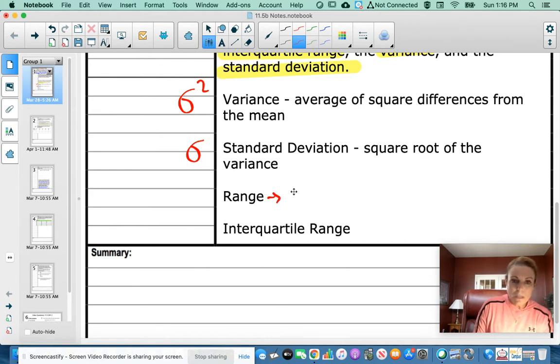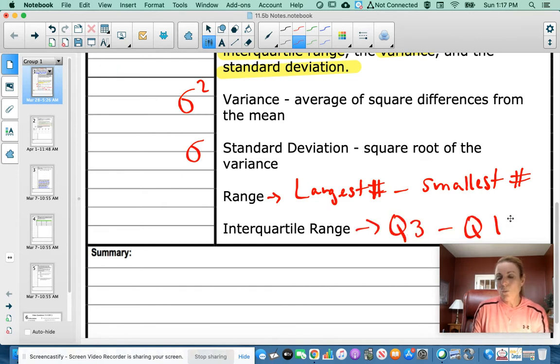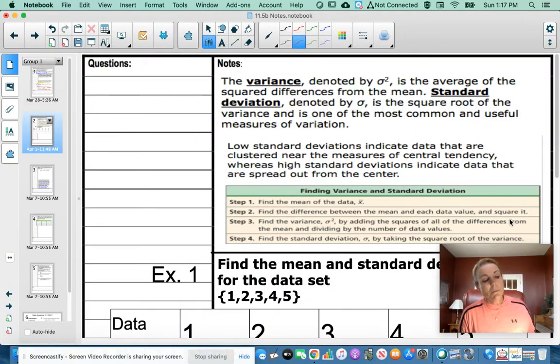Range is going to be your largest number in your data set minus your smallest number in your data set. That is range. Whereas interquartile range is quartile 3 minus quartile 1. Again, taking a difference is looking at how spread out the data is. The variance, denoted by sigma squared, is the average of the squared differences from the mean. The standard deviation is just the square root of the variance, and is one of the most common and useful measures of variation.